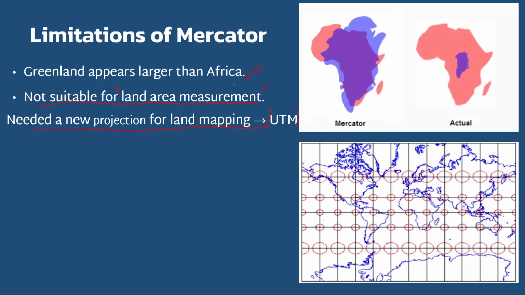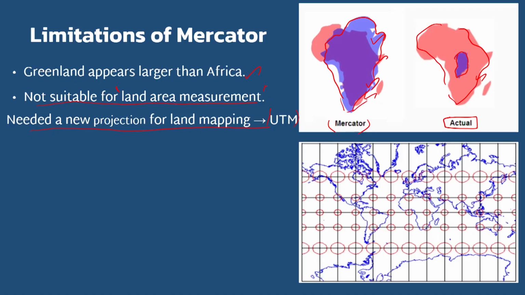Look at the first point, Greenland appears larger than Africa. This is the actual size of Africa and this is the actual size of Greenland. Due to the distortion, looking at the Mercator projection, both Africa and Greenland appear almost the same. It has retained the shapes, whereas in terms of area it is completely distorted. So, Mercator shows that both Africa and Greenland have the same area, but in reality it is not like that. This is the classical and very basic example of distortion.